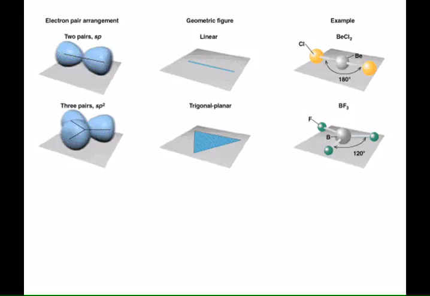This is sp2 orbital hybridization. Here we have BF3, so we have a boron, sigma bond, sigma bond, sigma bond. Three things, no lone pair electrons. This is sp2 orbital hybridization. We call this trigonal planar. Can you see where it lies in a plane? So that's kind of nice, the bond angle is 120.